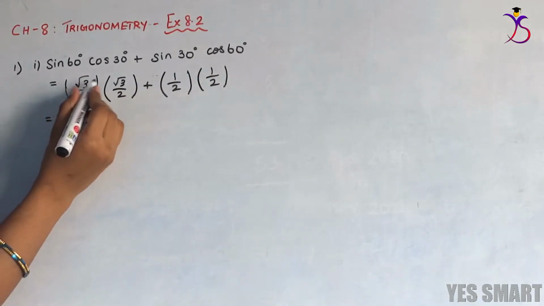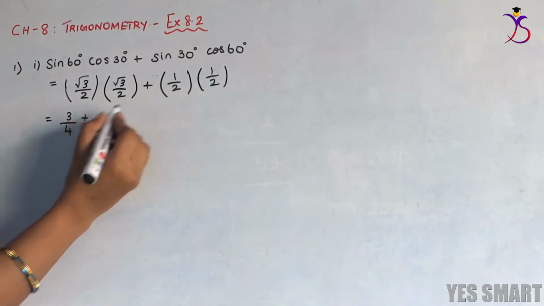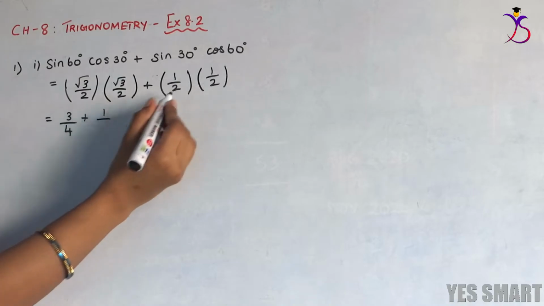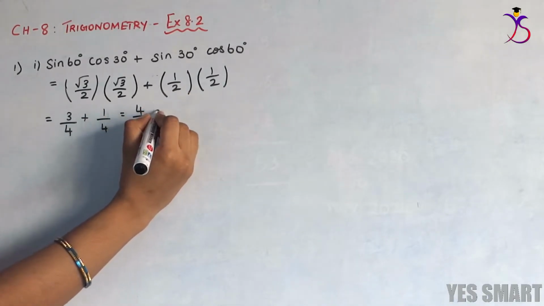Now I am just going to multiply. Root 3 into root 3 is 3. 2 2s are 4. Plus 1 1s are 1. 2 2s are 4. Now it becomes 4 by 4, which is equal to 1.